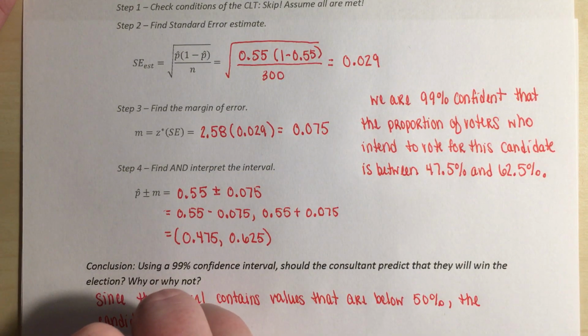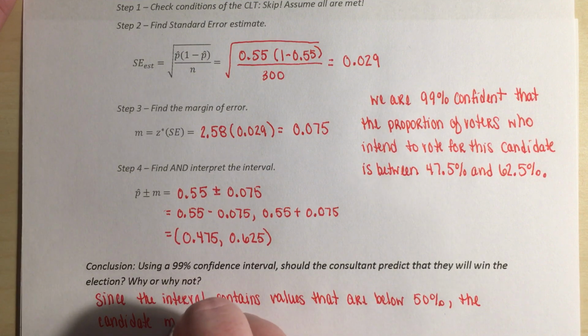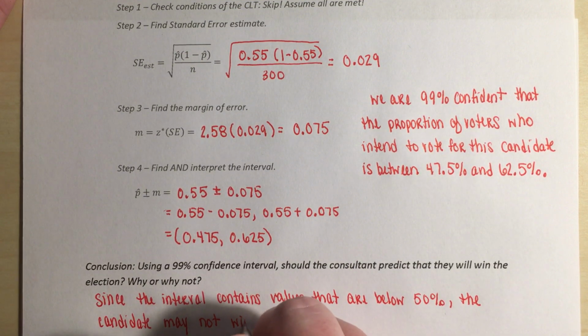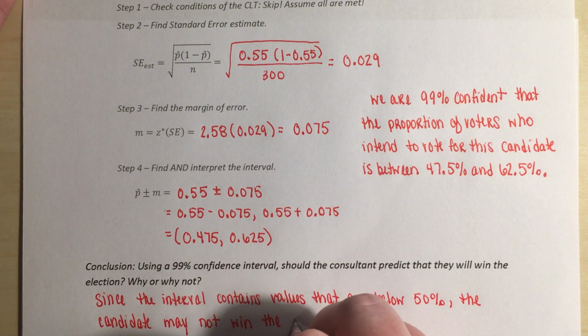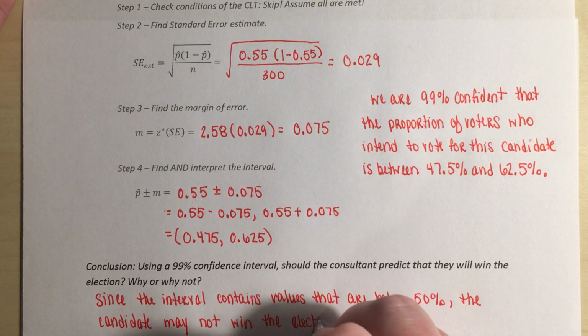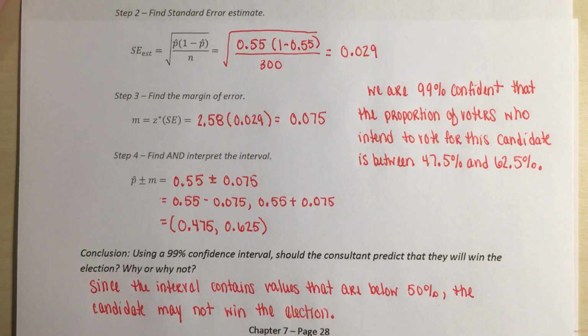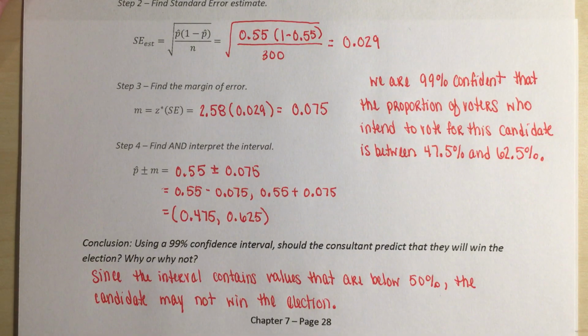the candidate may not win the election. Again, here we aren't saying for sure which way it happens, they do or do not. We're just saying that there is a possibility that the candidate may not win the election.